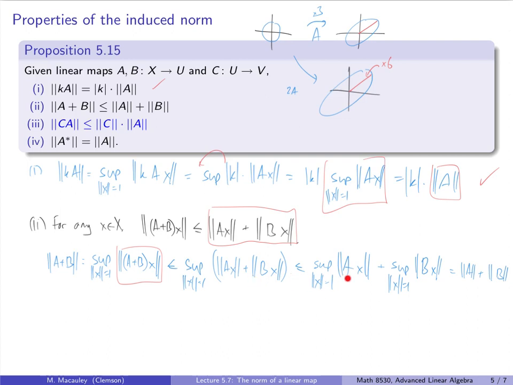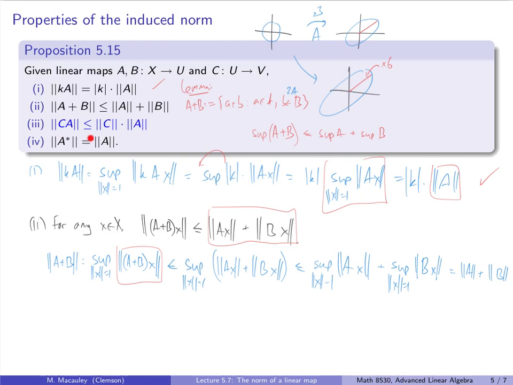How I made this jump from here to here, once again, I'll let you verify. It's a little bit below the scope of this class: the supremum of the sum of two sets, say A plus B, is less than or equal to the supremum of A plus the supremum of B. When I say A plus B, if these are sets of real numbers, I mean the set of sums of things in A and things in B. I'm going to leave this as a lemma if you want to check it, but it's a basic fact from real analysis. So that's part 2.